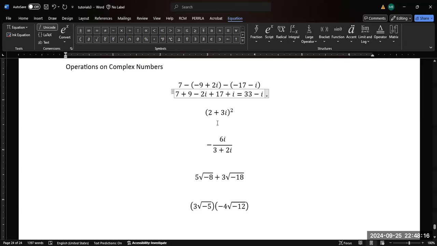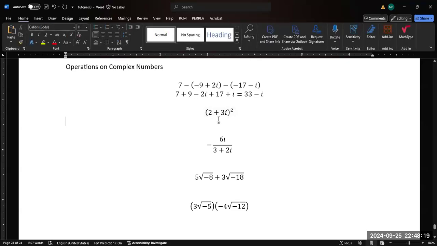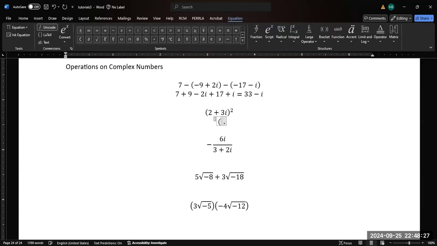Combine like terms. Now, when you're applying a square, the order of operations is going to apply here. And so remember that when you multiply a binomial with a square, you are in fact multiplying the binomial by itself. And so that means you have to FOIL. So 2 times 2 is 4, 2 times 3i is 6i, and 3i times 2 is another 6i, and then 3i times 3i is going to be 9i squared.